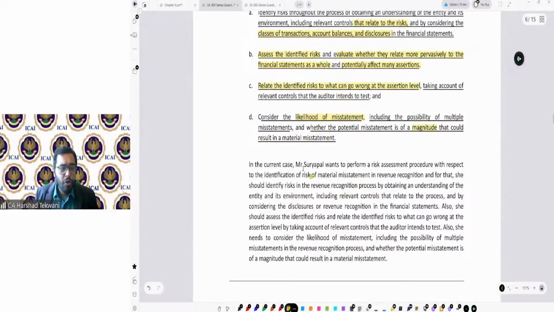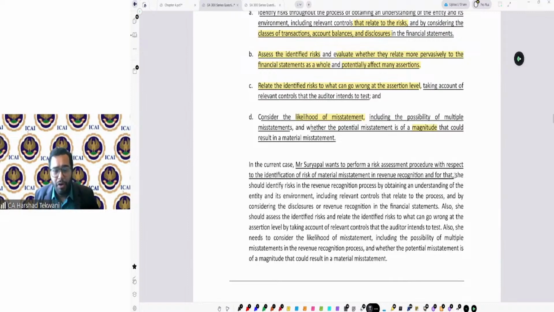Okay. So, in the current case, Mr. Suryapal wants to perform a risk assessment procedure with respect to the identification of risk of material misstatement in revenue recognition, and for that, he should identify the risk in the revenue recognition process by obtaining an understanding of the entity, its environment, including the relevant controls that relate to the process, and by considering the disclosure of revenue recognition in the financial statement.